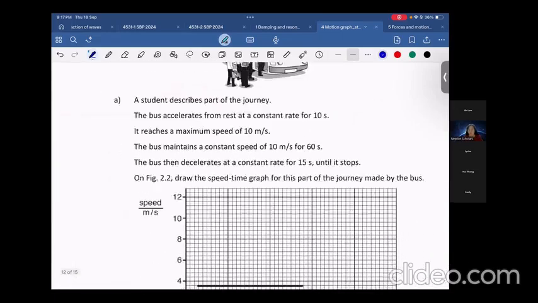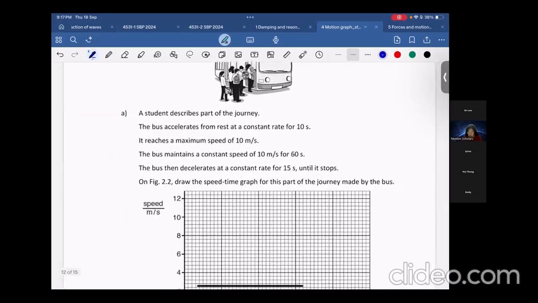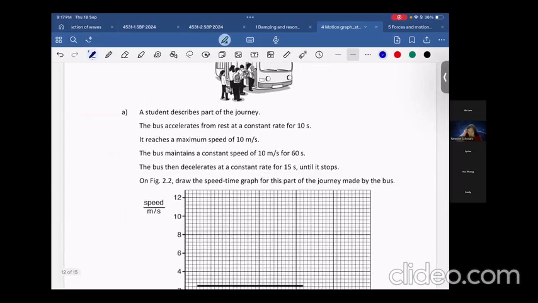This one asks you to sketch the graph by yourself. Okay, boys and girls. The students describe the part of the journey. The bus accelerates from rest at a constant rate. That means what? Constant acceleration. In a speed-time graph, constant acceleration. This is speed, this is time. It can be in meter per second or kilometer per hour for the speed. So here, constant acceleration from rest. That means the starting initial velocity is 0. So we start from 0 here.